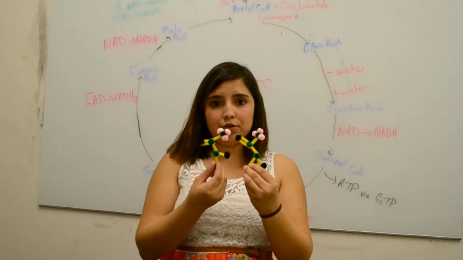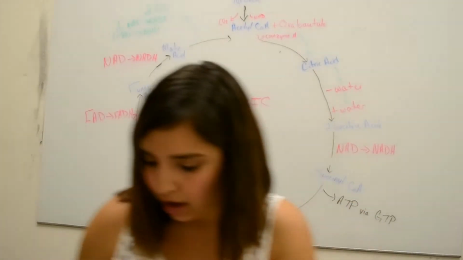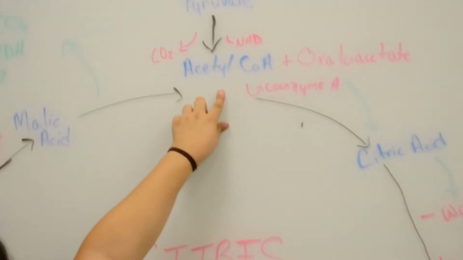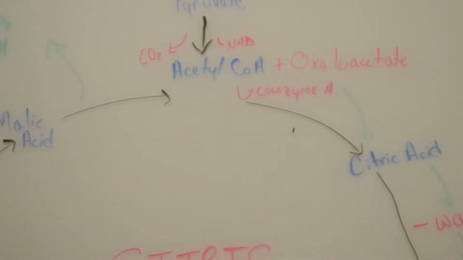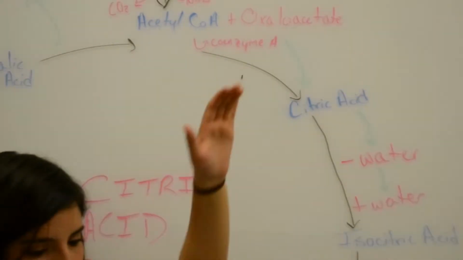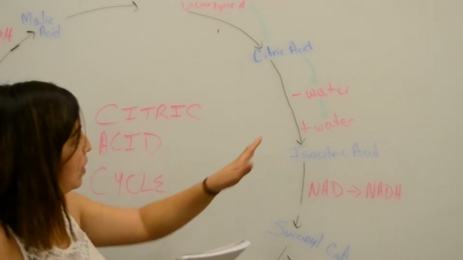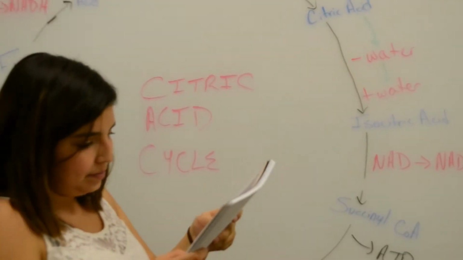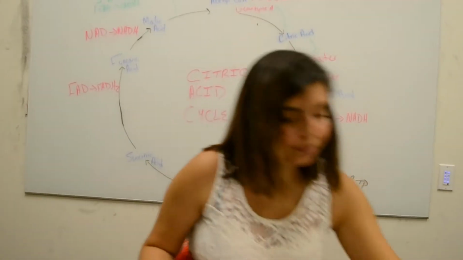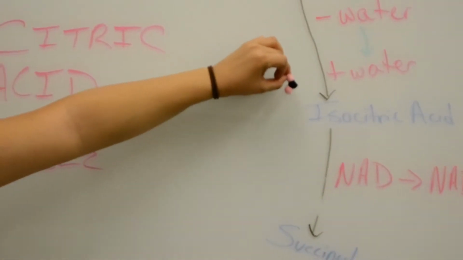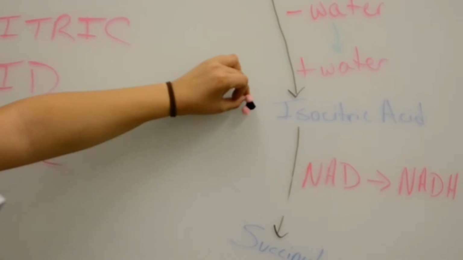The first step is 2 pyruvate molecules from glycolysis are transformed into acetyl coenzyme A, or acetyl-CoA. Acetyl-CoA then combines with oxaloacetate and synthesizes in order to make citric acid. Citric acid loses a water molecule, and after a few steps it is added back to create isocitric acid.